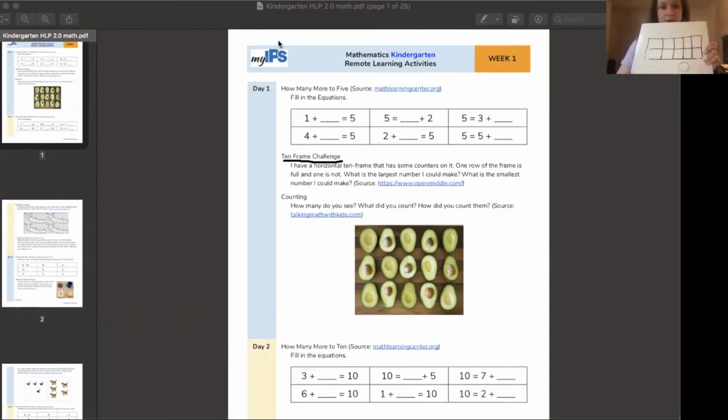They are going to be our circles. So one row of the frame is full. If you see the word full, I'm going to underline it. That means that it is going to be all full, all the way across the row.